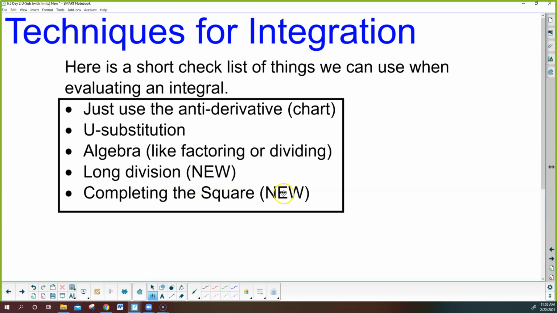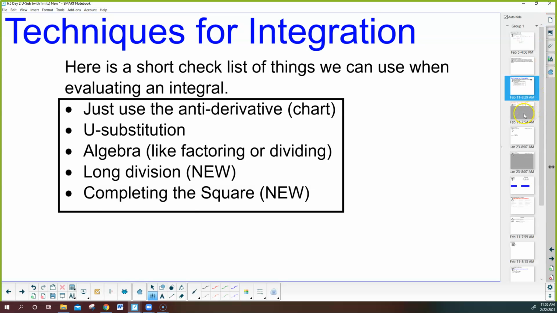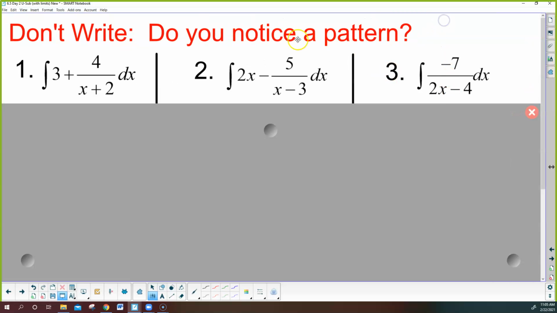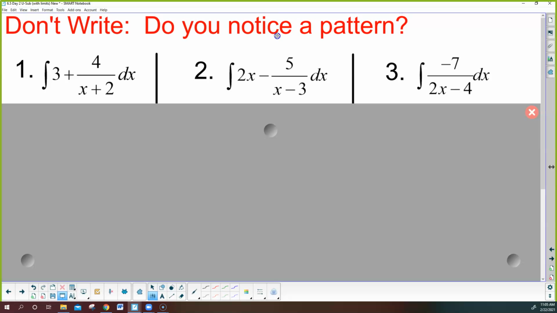We are not going to test on completing the square. However, we are going to show it and practice it in the homework. Okay, we don't have time for this. In years past, I've done this as a longer warm-up. However, there's a pattern that I just want you guys to see.